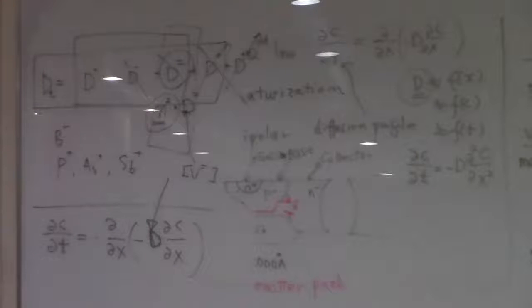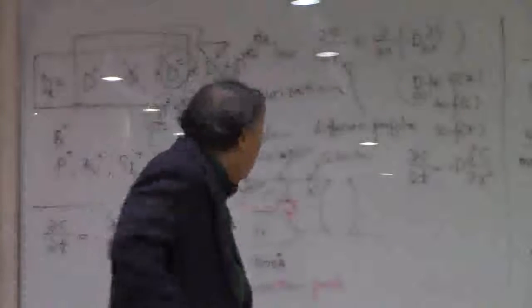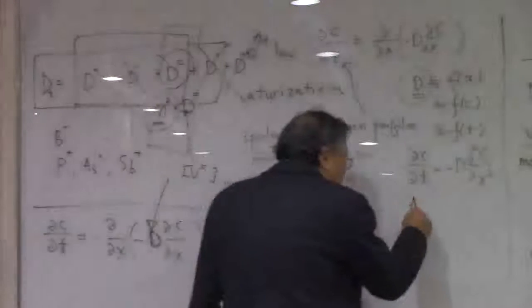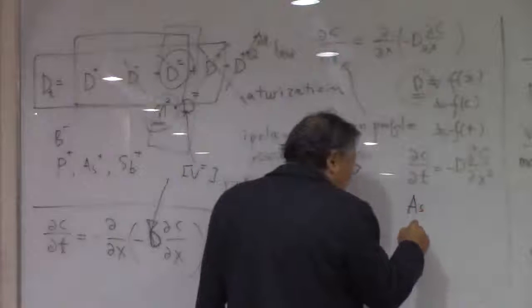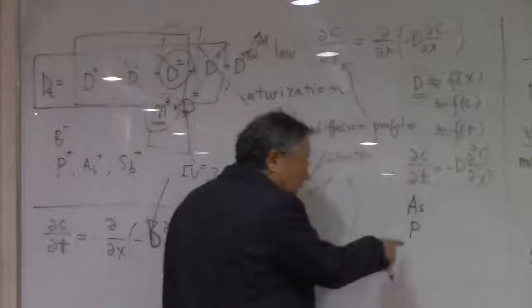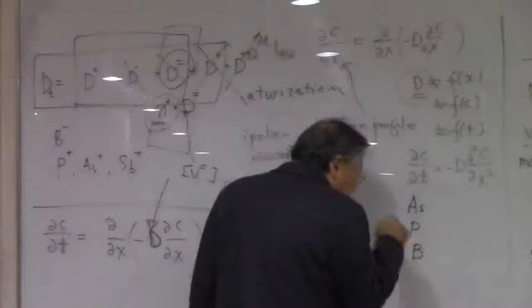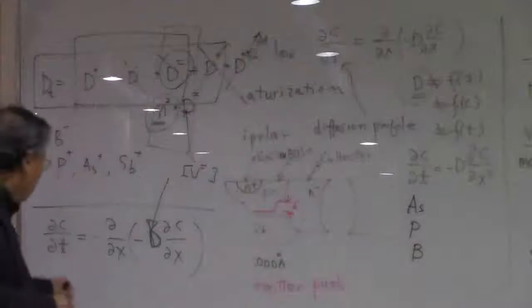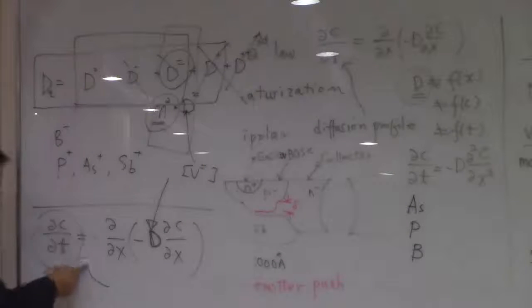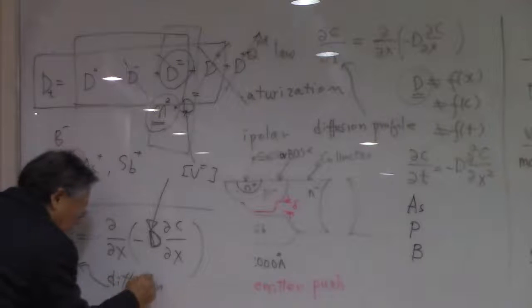So today we are going to talk about arsenic, and next Monday we're going to talk about phosphorus. It's a little bit complicated. And then finally we are going to talk about the boron diffusion profile. This is all related to the diffusion profile.